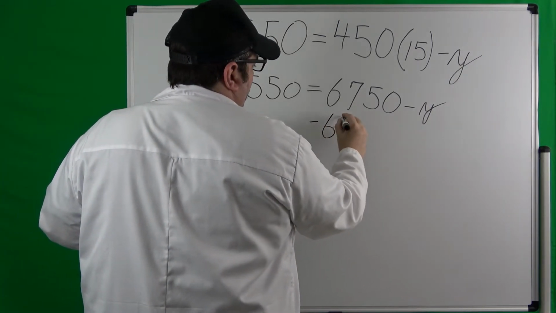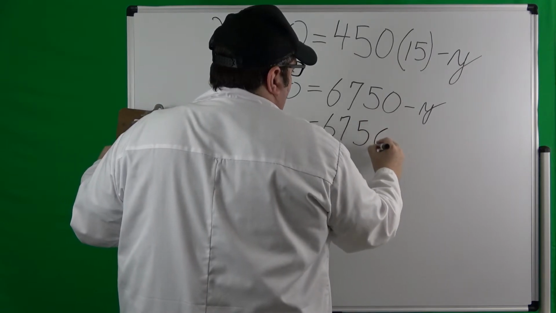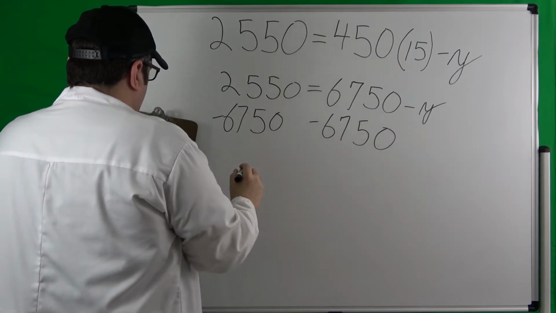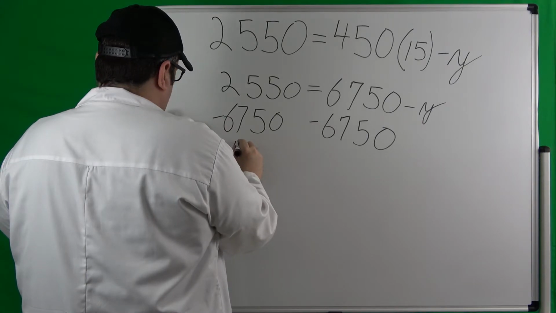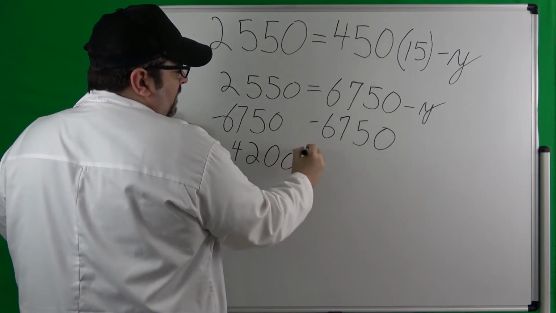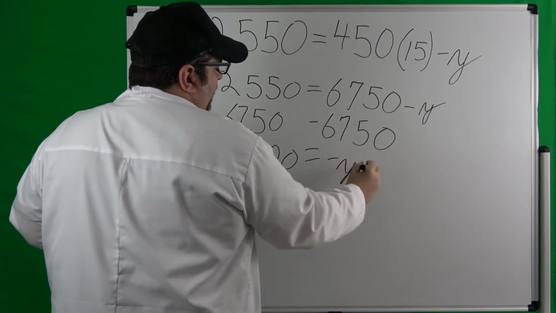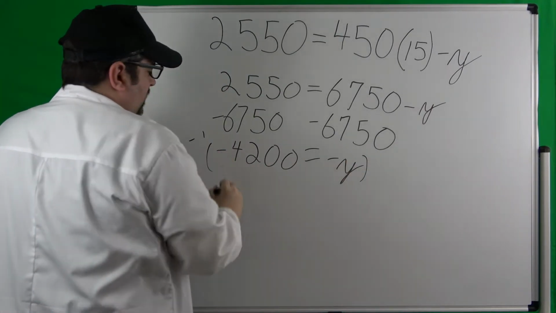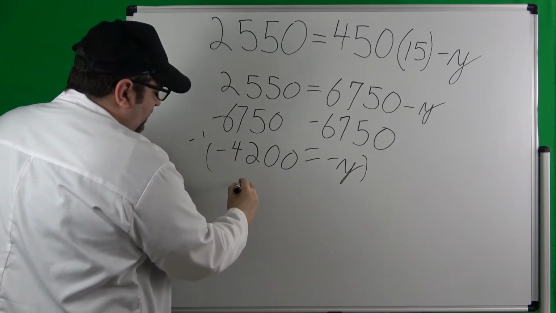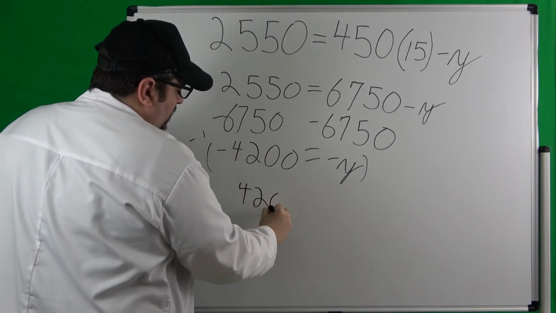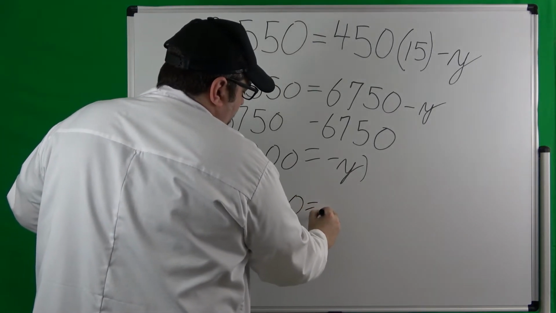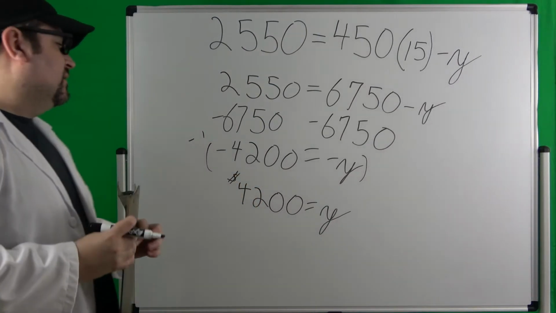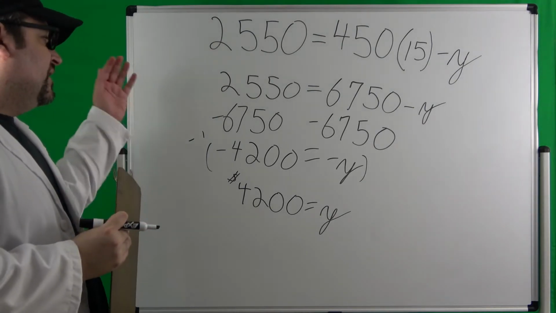Subtract 6,750 from both sides, and we get negative 4,200 equals negative Y. And we could just multiply both sides by negative 1 here to switch the negatives to positives, so $4,200 is the fixed cost to make those magazines. And there it is. This one was a little bit more involved.